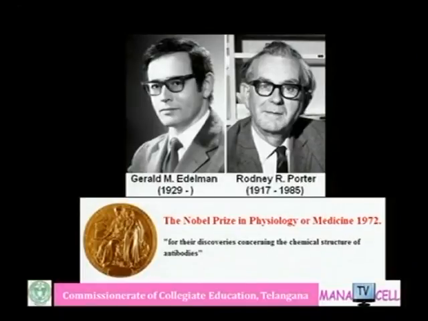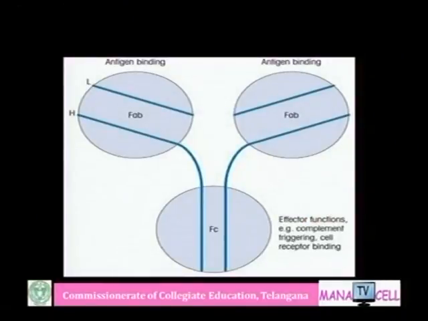By the contribution of these scientists, we came to know that the structure of the antibody looks like this. It is basically a Y shaped molecule with two basic regions. One is called the antigen binding site, or the paratope, and the other is called the Fc portion, or fragment crystallizable.